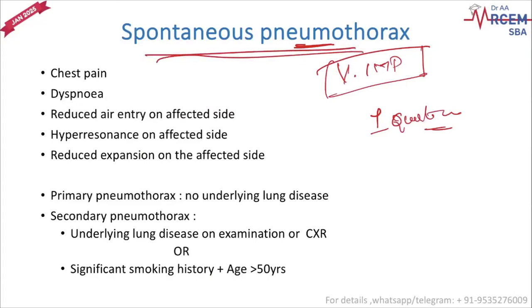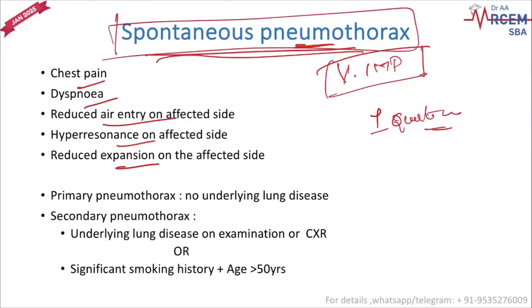So like any pneumothorax, he'll have some amount of chest pain, shortness of breath, reduced air entry on the affected side, hyperresonance on percussion on the affected side, reduced chest expansion on the affected side. On the opposite side, the trachea might be deviated to the opposite side if it is a very bad massive tension pneumothorax. This spontaneous pneumothorax is again classified into two, as in primary pneumothorax and secondary pneumothorax, which is important to remember.